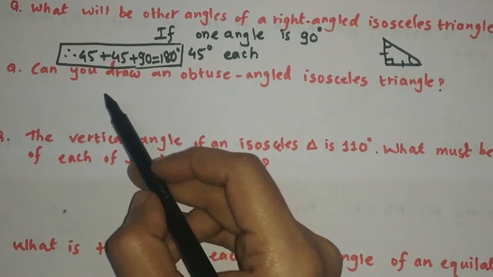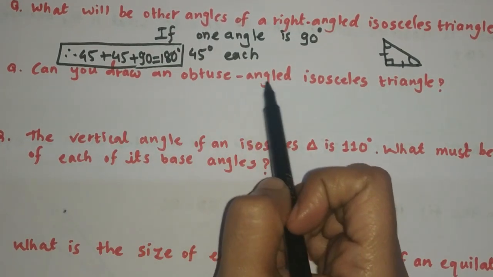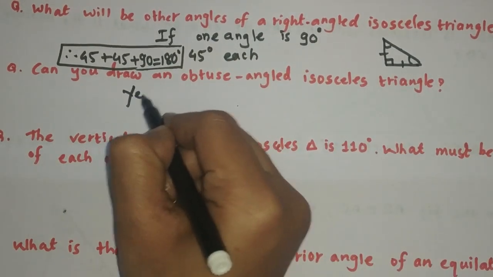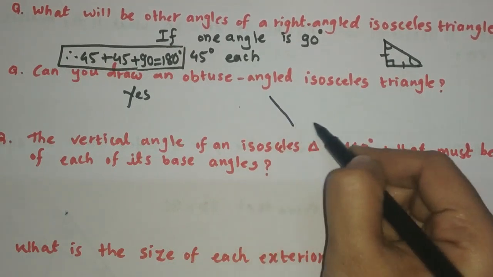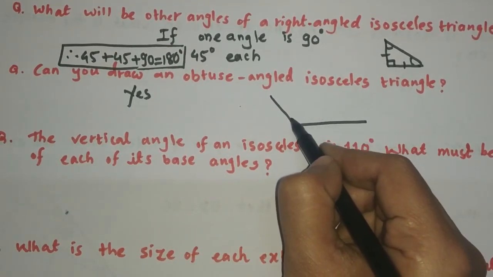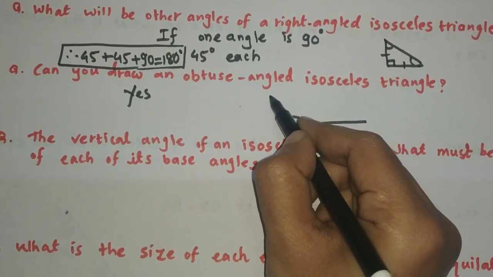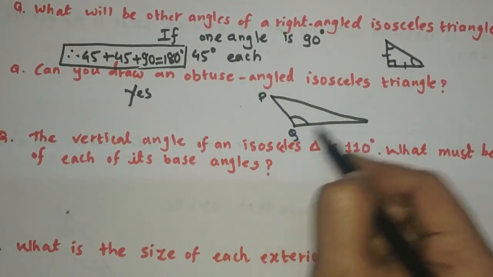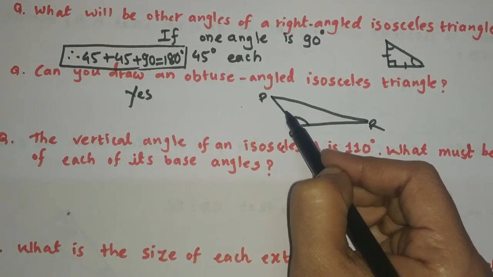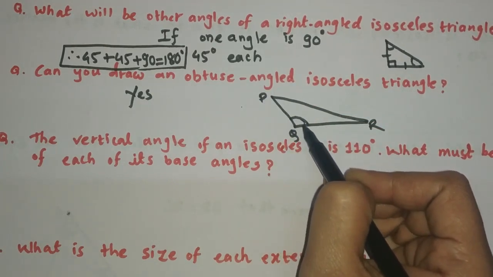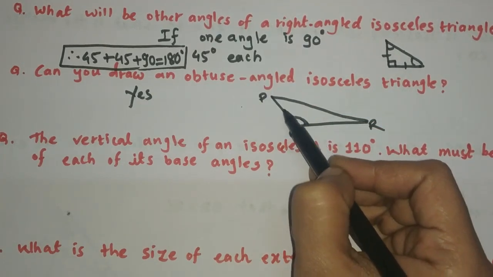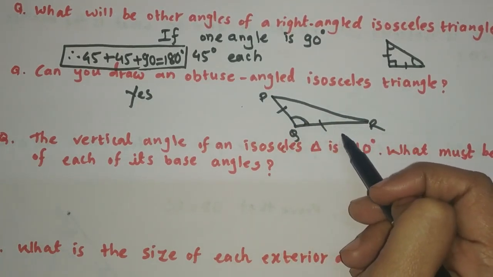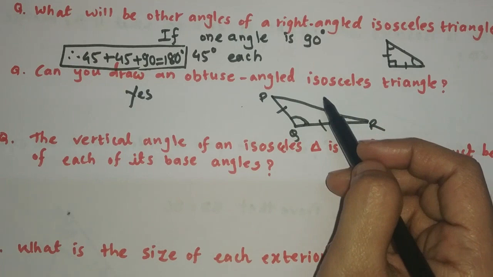The next question is: can you draw an obtuse angled isosceles triangle? Yes, we can draw. Obtuse is one in which one angle is more than 90 degrees. So this will be the triangle. Suppose this is PQR, and the obtuse angle is angle Q, which is more than 90 degrees, and these two sides, PQ and QR, are equal. So it becomes an isosceles triangle.